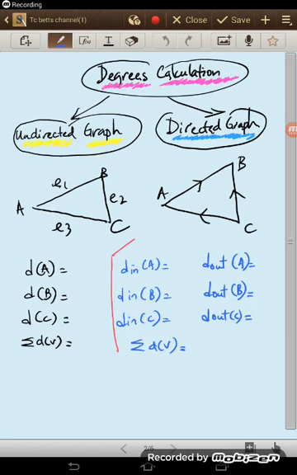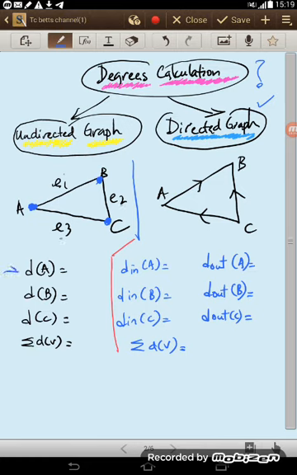Next, how do you calculate the degrees for the directed graph? How do we do it? Okay, let's see. We do some reflection first. Last time, what we learned. Let's say you have three vertices, A, B, and C, and the edges are E1, E2, and E3.